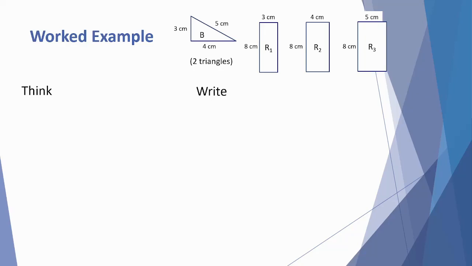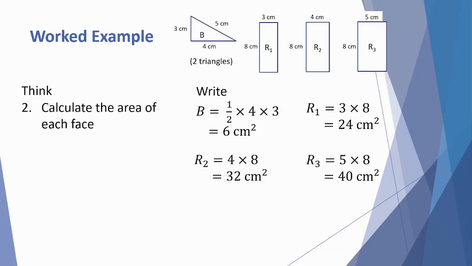So the next step is to calculate the area of each face. And I'll show this in my book by writing down all of the different equations and the answers for each of those areas. So you can see that the base is 6 centimeters squared. You can see that the rectangles are 24 centimeters squared, 32 centimeters squared, and 40 centimeters squared for that R3.